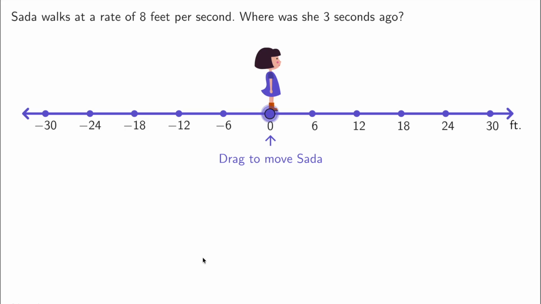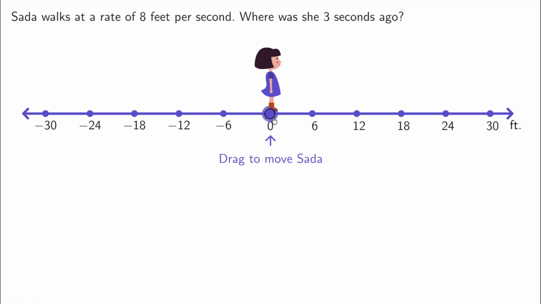See this. This says that Sada walks at a rate of 8 feet per second. Where was she 3 seconds ago? So see, there is a girl moving at a rate of 8 feet per second. That means for every second she walks 8 feet towards the right. Now, 3 seconds before, where was she? This is the question. Before 3 seconds, she must be somewhere in the negative direction, before 0. That's why after 3 seconds, she is at 0, isn't it?